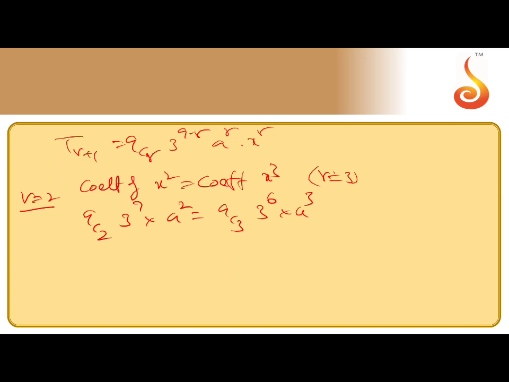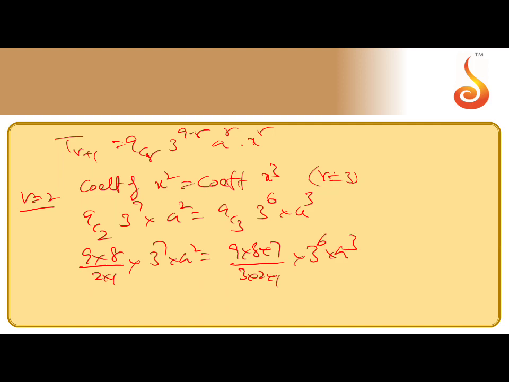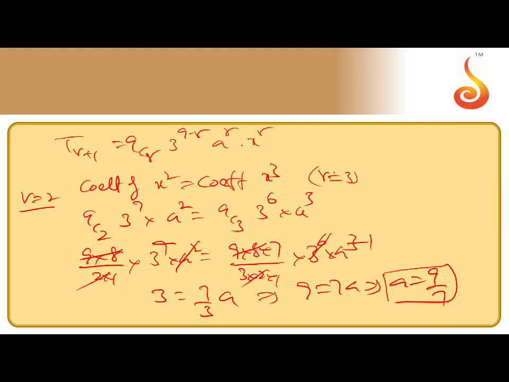So now you can simplify. 9C2 means 9 into 8 by 2 into 1, and 3 power 7 into a square equals 9 into 8 into 7 by 3 into 2 into 1, into 3 power 6 into a cube. So 9 and 8 are cancelled. Here 2 also cancels. Next, what else cancels? That means 3 equals 7 by 3 into a. So that means 9 equals 7a, a equals 9 by 7 is the answer.